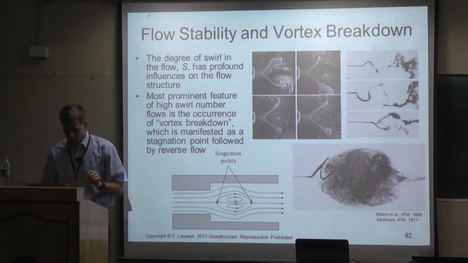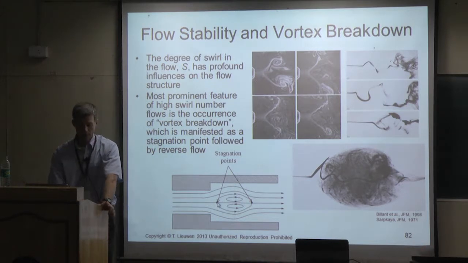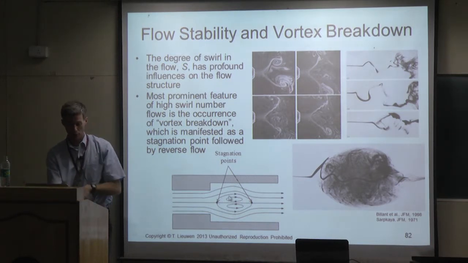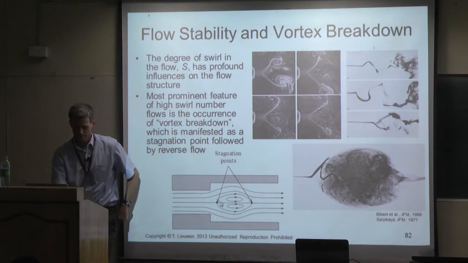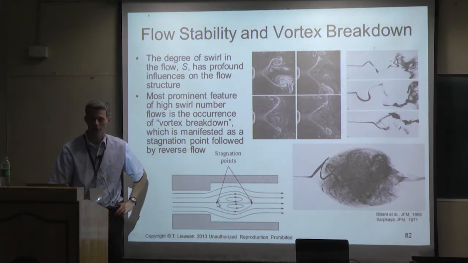So just to illustrate that, here I have a picture. Flow is going left to right. If it's swirling, if you have vortex breakdown, the time average velocity field will look something like this. So you have this stagnation point here where the axial velocity is zero.